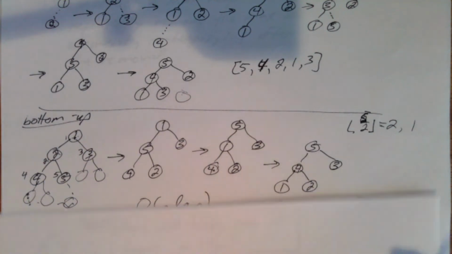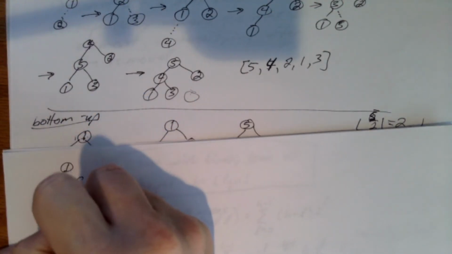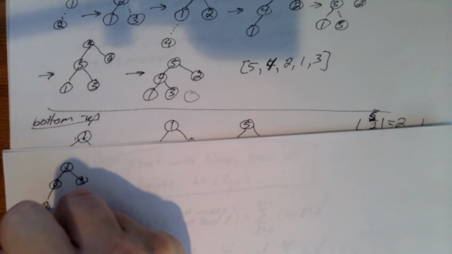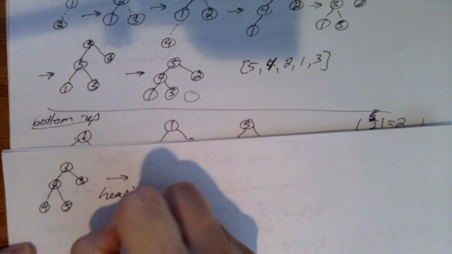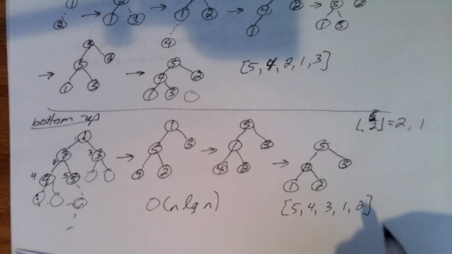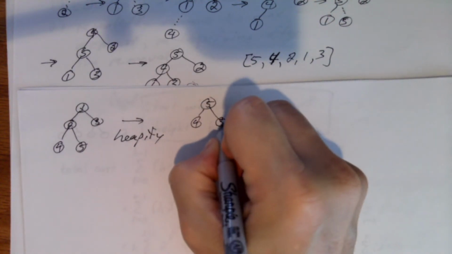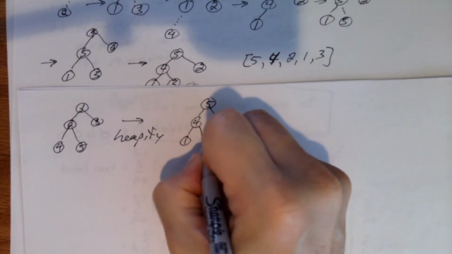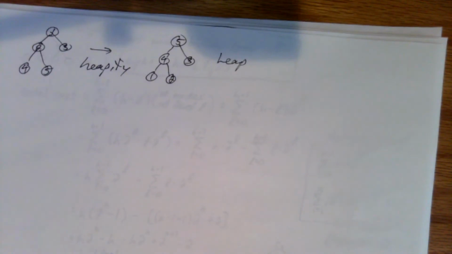So let's go back to this example where we started with 1, 2, 3, 4, and 5, and we solved to heapify. We end up with 5, 4, 3, 1, 2. So this is the heap. And so what do we do now to sort using that?